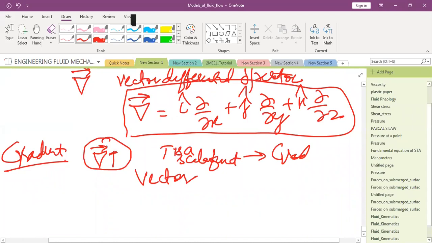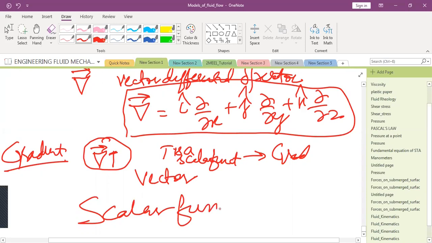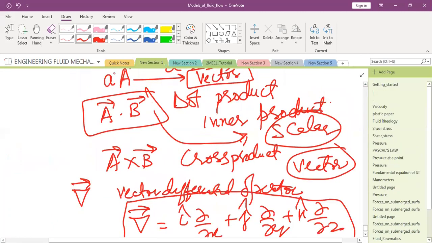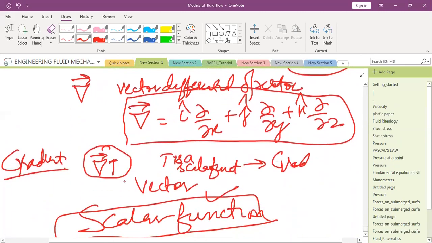So please remember, gradient can only be of a scalar function. You cannot have gradient of a vector function. So this is just analogous to the first part, but the only difference is, here you are multiplying and here A is not a function but a constant, although it is a scalar, here it is a function and you are operating on this scalar function. So this is gradient.